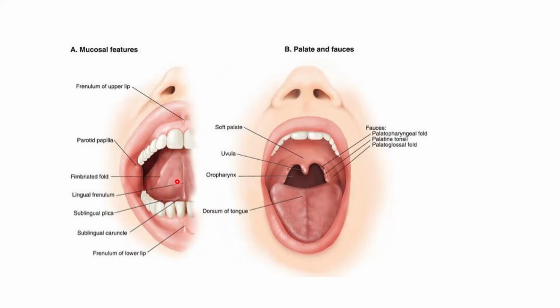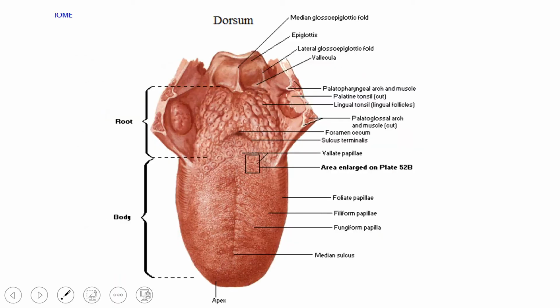Moving on to the tip of the tongue. The tip of the tongue is directed straight forward and is in contact with the incisor teeth. Opposite to the tip lies the base of the tongue. In this picture we can very neatly make out the base. So this is the tip or the apex of the tongue.